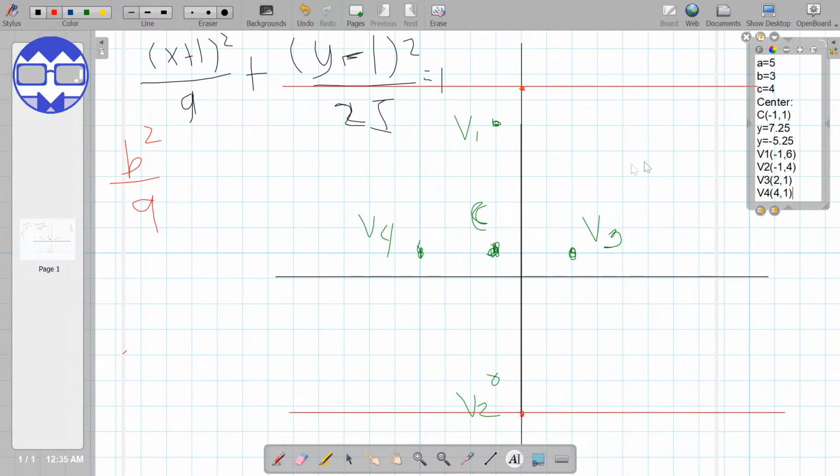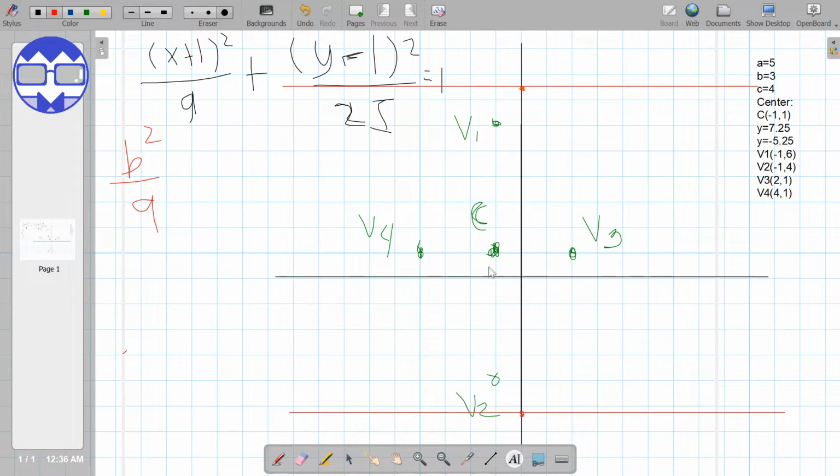So V1 is negative 1, 6. So 1, 2, 3, 4, 5, 6. So it's here, negative 1, 6. Then negative 1, 4. So 1, 2, 3, 4. So it's here. Then 2, 1, and 4, 1.